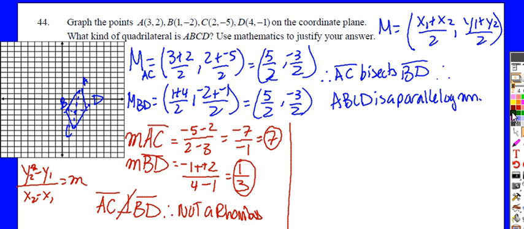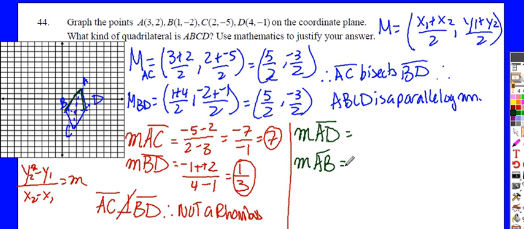All right. My last check is going to be to see whether or not 2 of the sides are perpendicular, because if 2 of the sides are perpendicular, then it's a rectangle. So I'm going to use the slope formula again. I'm going to find the slope of AD and the slope of AB, and see if these are negative reciprocals.